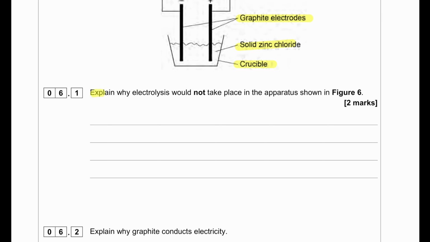We will need to heat and melt the zinc chloride salt first. The question says, explain why electrolysis would not take place in the apparatus shown in figure 6. So our answer will be: solid zinc chloride does not conduct electricity because the ions are fixed in position and cannot move within the solid, so it cannot conduct electricity.